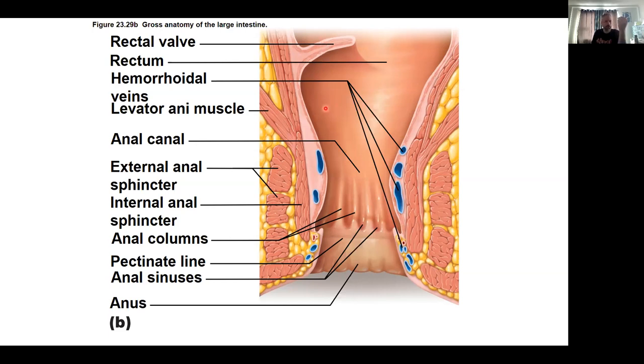But the primary means of control here are 2 sphincter muscles. We have an internal anal sphincter here, this guy right there, and right there. And we have an external anal sphincter here. The internal anal sphincter is smooth muscle, and so it is therefore under autonomic control. The external anal sphincter is skeletal muscle, and therefore is under conscious control.